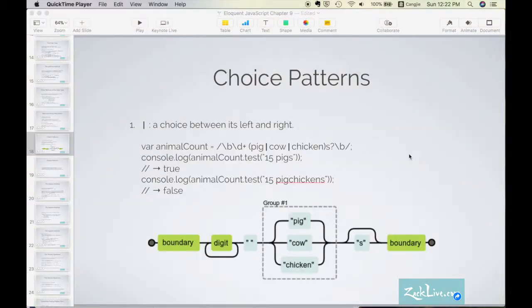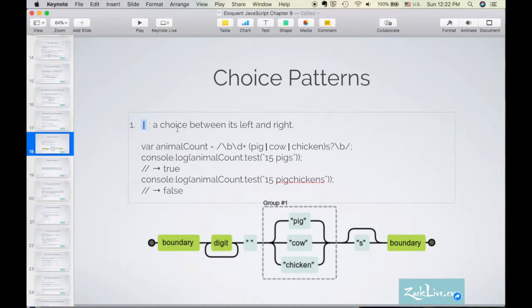The second topic of today is the choice patterns. We have the pipe character here. It equals the OR operator. So it means a choice between its left and right.